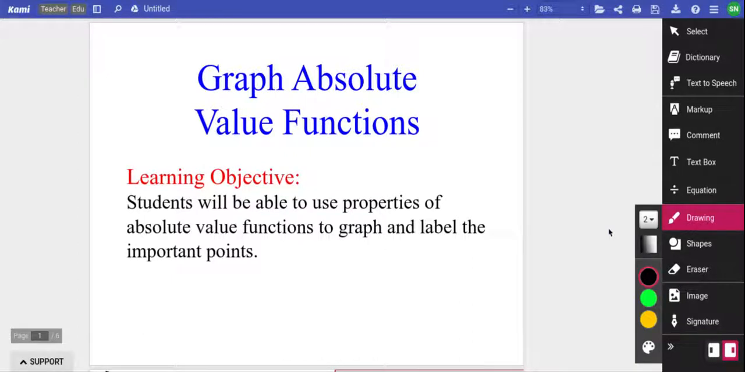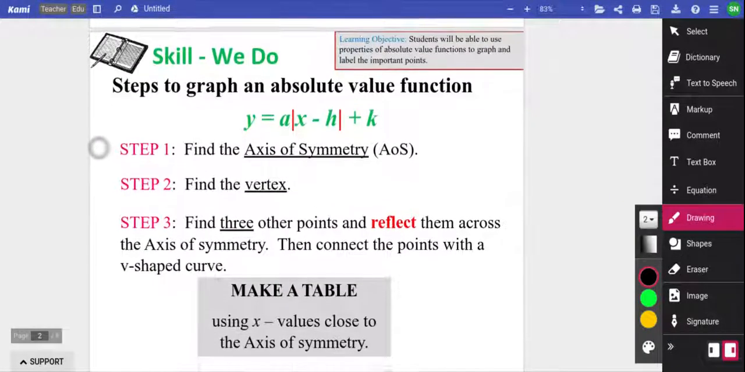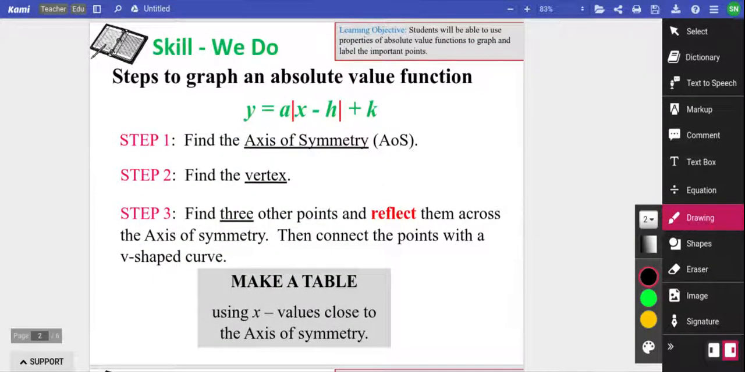Hello, in this video we will be graphing absolute value functions. There are 3 steps to graph absolute value functions. Before we go into the steps, that's the formula. Step 1, find the axis of symmetry.